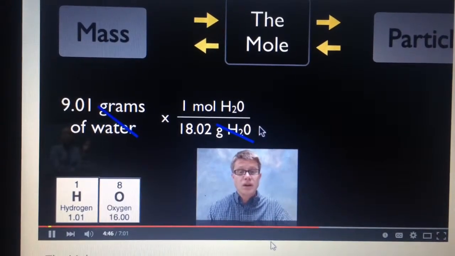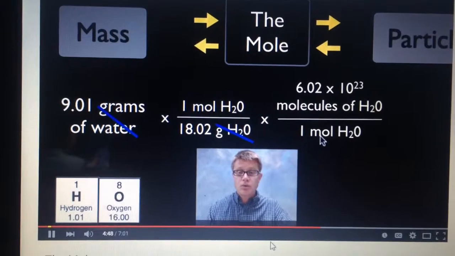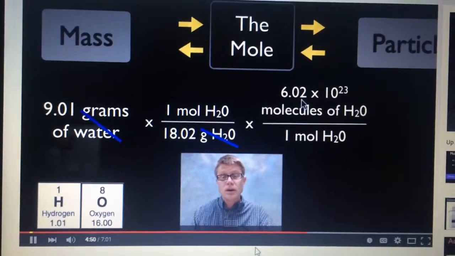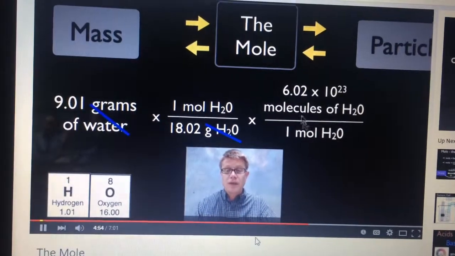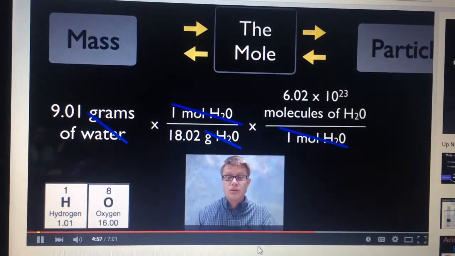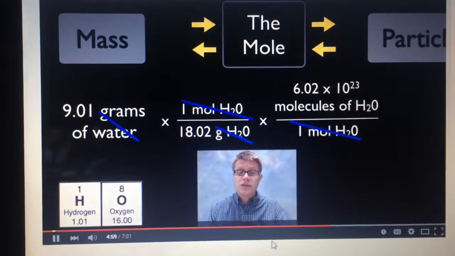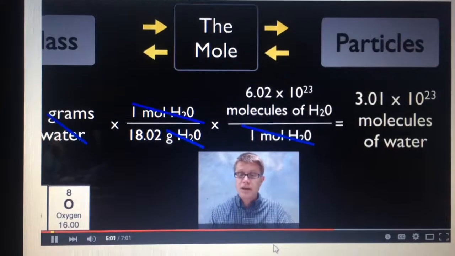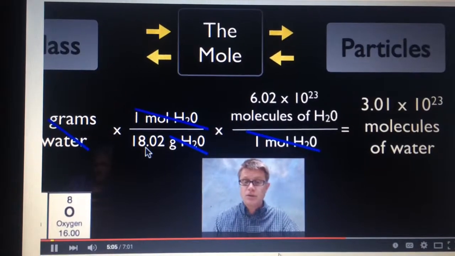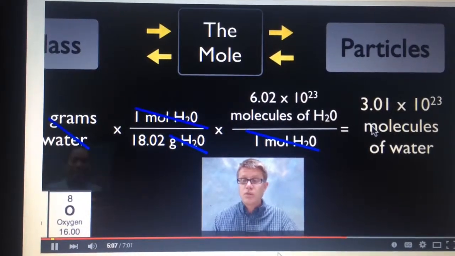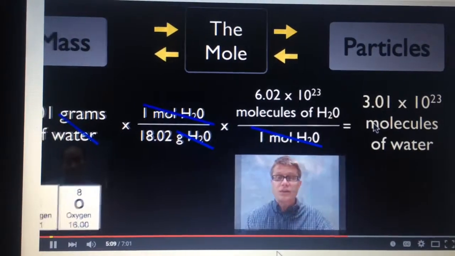Now we use Avogadro's number. I'm going to take 1 mole of water is equal to a number of molecules of water. So 1 mole is equal to Avogadro's number of molecules. I can now cross off my moles, and now I can solve for the number of molecules of water. The math is easy here, since I'm dividing by 18.02, we get 3.01 times 10 to the 23rd.